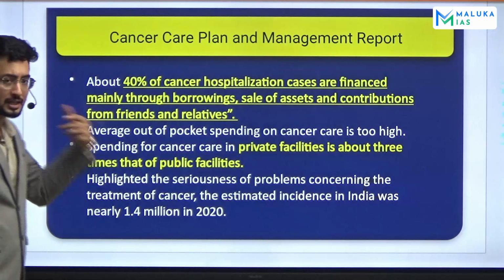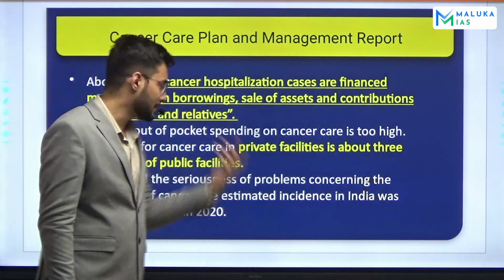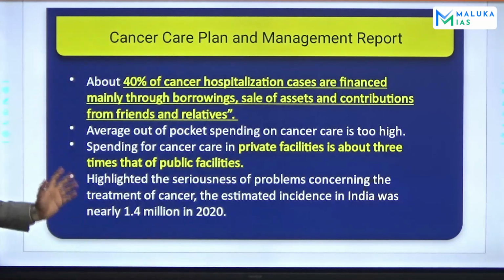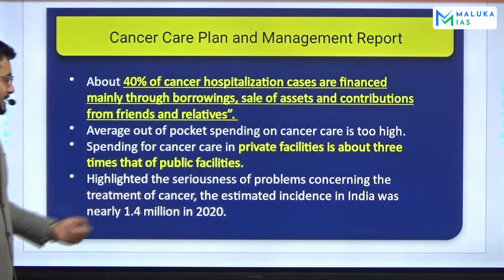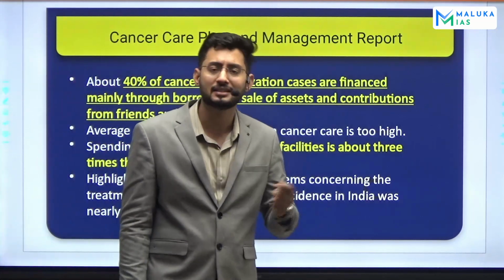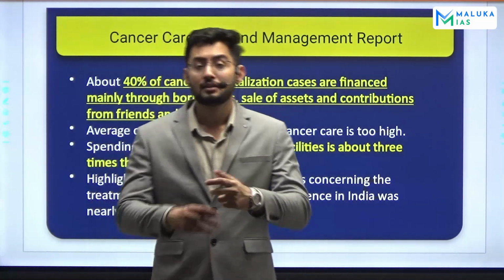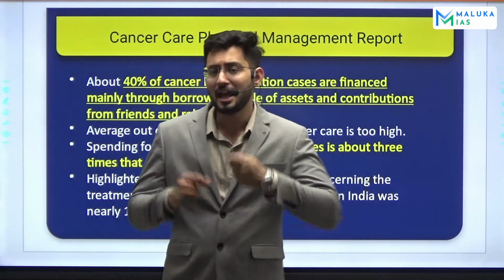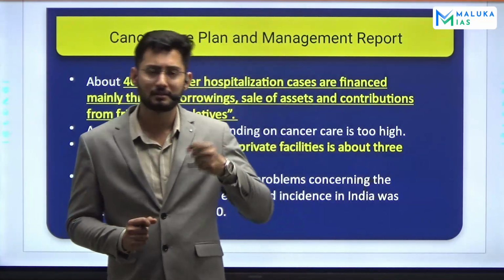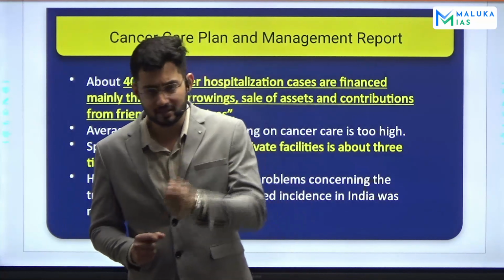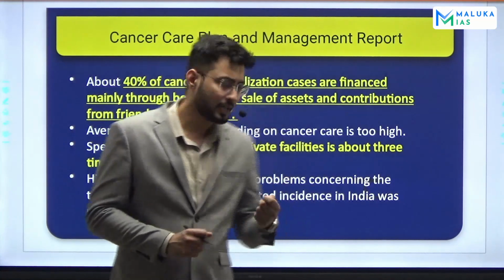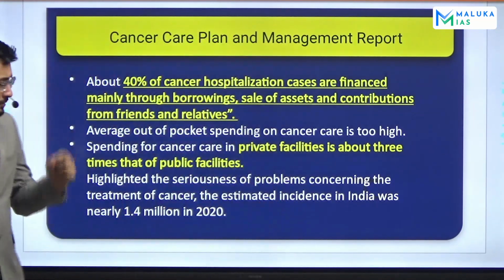So for that, the government has brought some new rules and new implementations. Average out-of-pocket spending on cancer care is too high. Spending for cancer care in private facilities is about 3 times that of public facilities. Public facilities have limited space and limited reach. So that's why everybody who is facing cancerous diseases like melanoma, and there are many others, breast cancers, lung cancer, mouth cancer, right? Melanoma is related to skin and melanin, right?